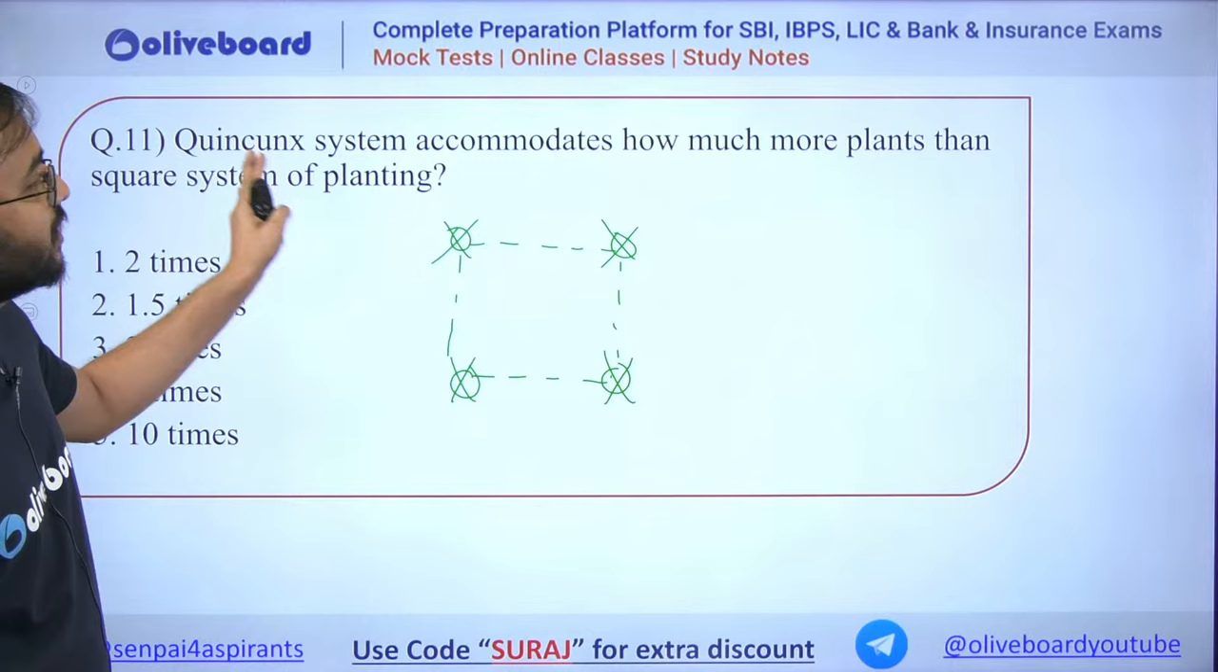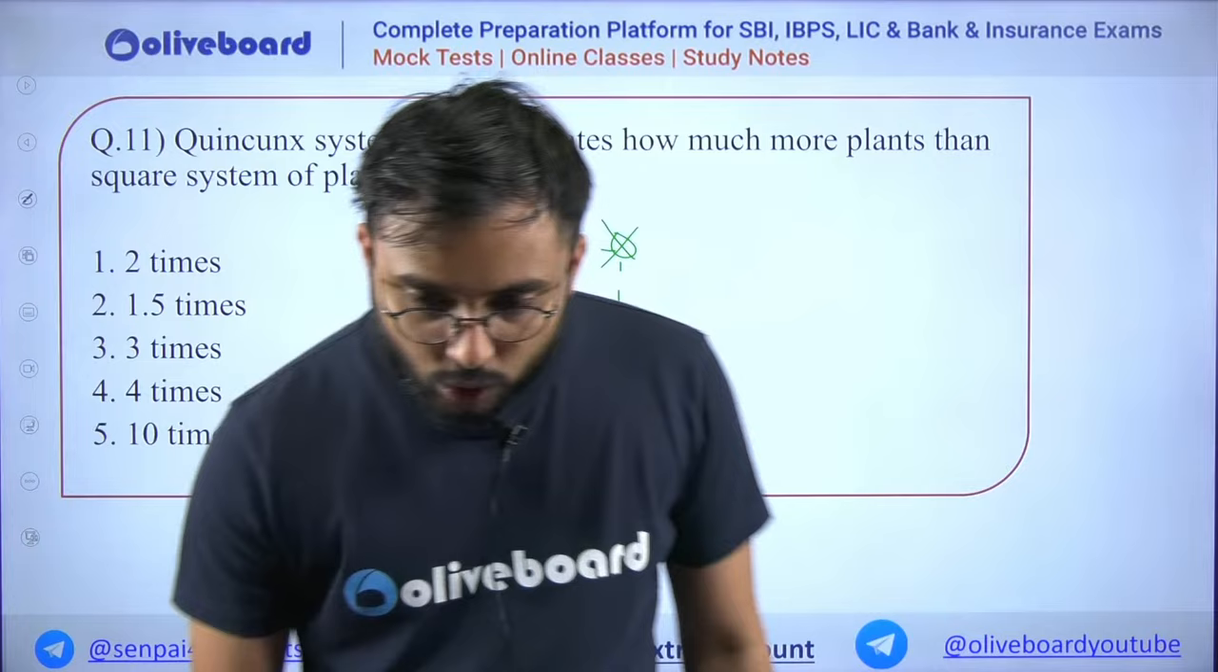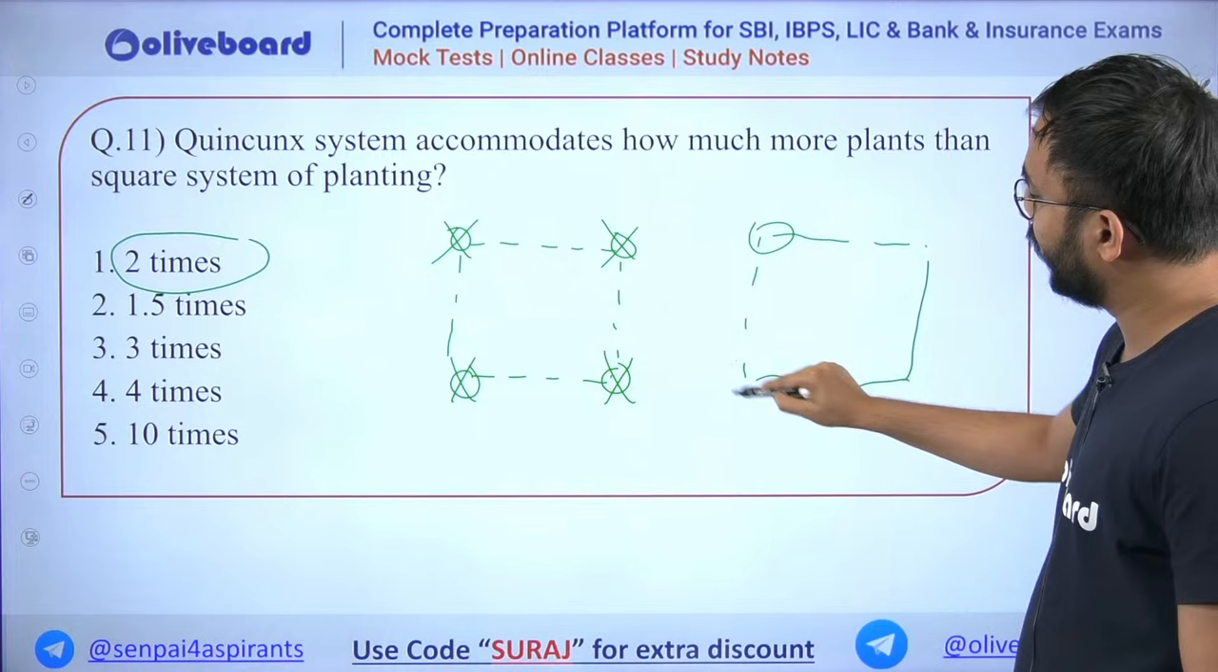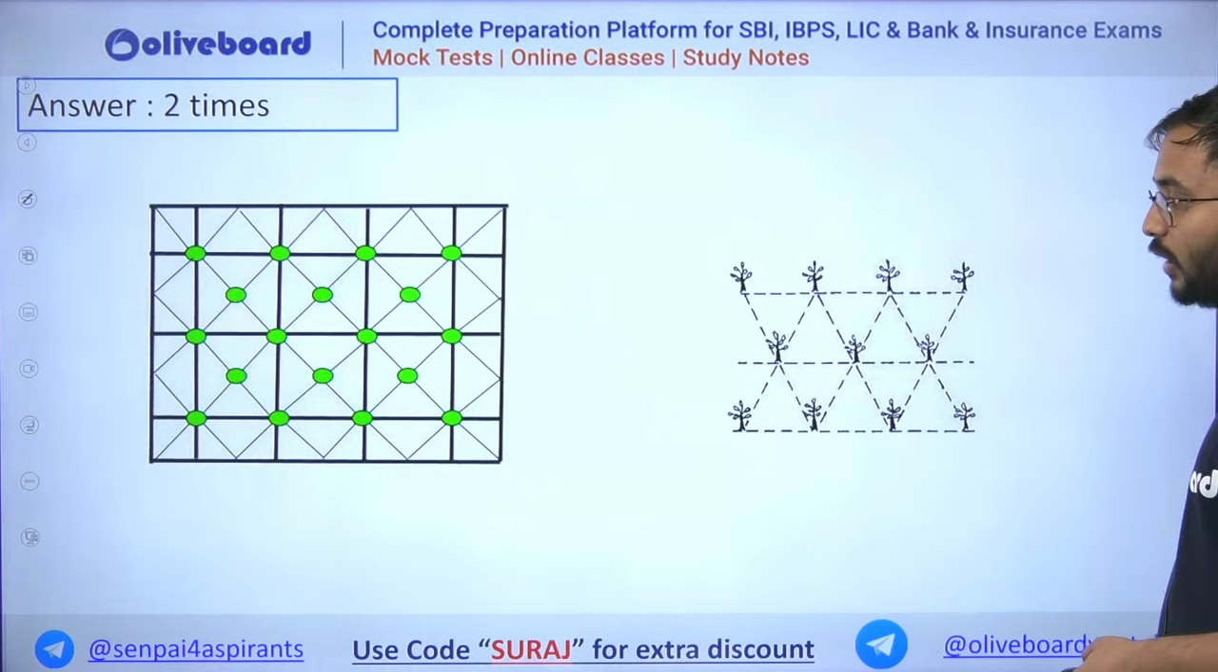Let's try to understand. Someone is answering. Sujata is answering two times. Exactly. It is a correct answer. Two times. But let us see how. So, this is my square system. Quincunx system is nothing but you also plant a plant in the center. So, when you look at quincunx system, you will understand.